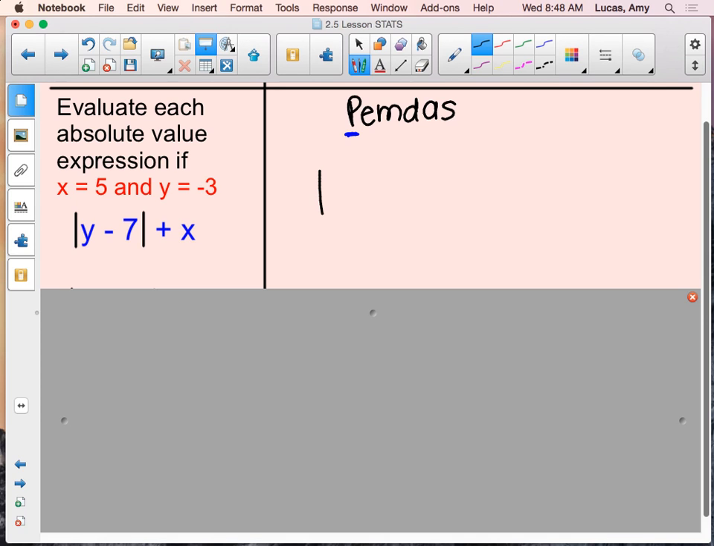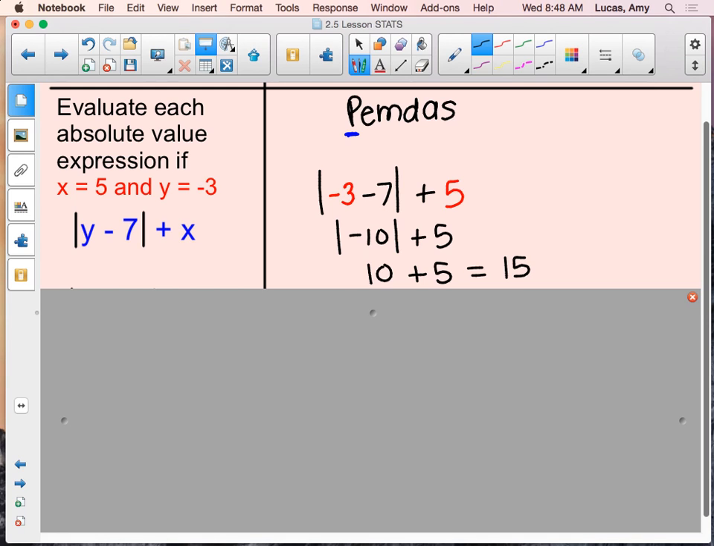So if I plug in my numbers here, y is -3, so I'm going to put the -3 where the y is, and then I've got my -7, and then I have plus x, which is 5. So I substituted 5 for the x and -3 for the y. Now I need to simplify inside the bars. -3 minus 7 is -10. The absolute value of -10 is +10. So 10 plus 5 is 15.